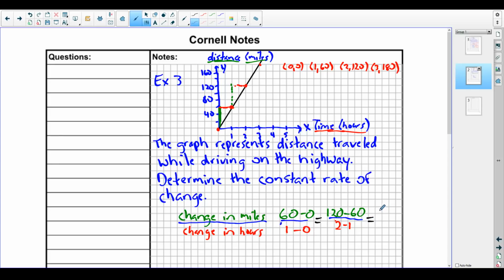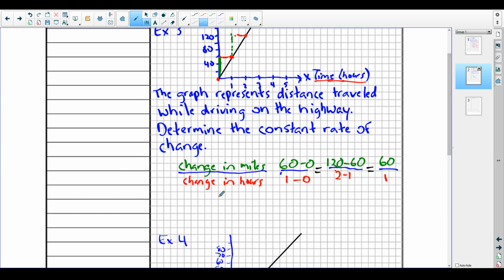This will always be 60 over, there's a lot of color changing going on here, over 1. So our answer is still the constant rate of change is 60 miles per hour.